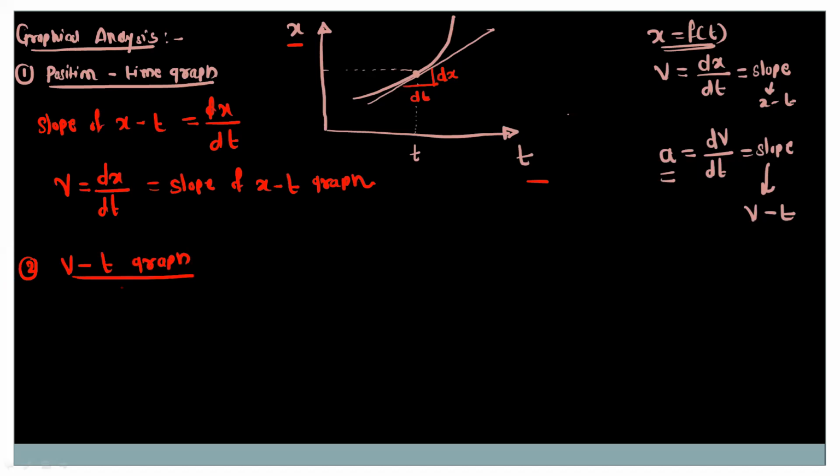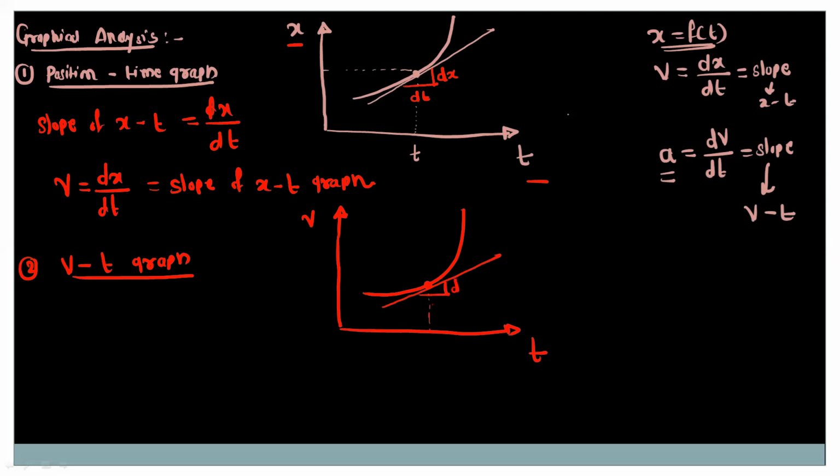And if you want to find out the acceleration, okay, so this is the velocity time graph. The y-axis is the velocity, the x-axis is the time. And at a particular point, if you want to find out the acceleration of that particle, then at this point, find out the slope of the tangent line.